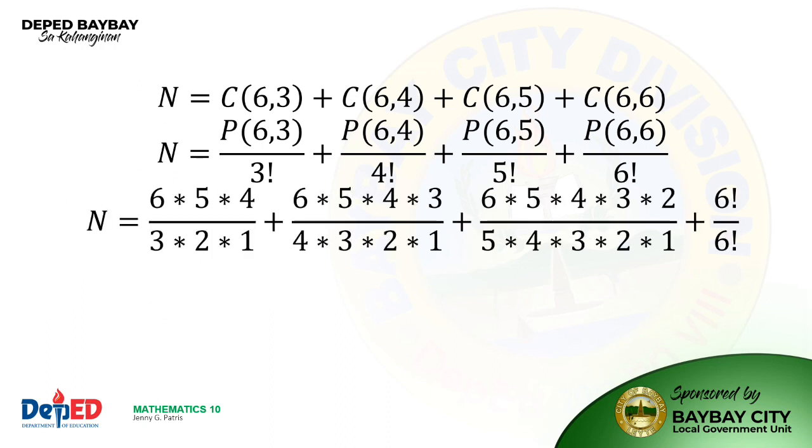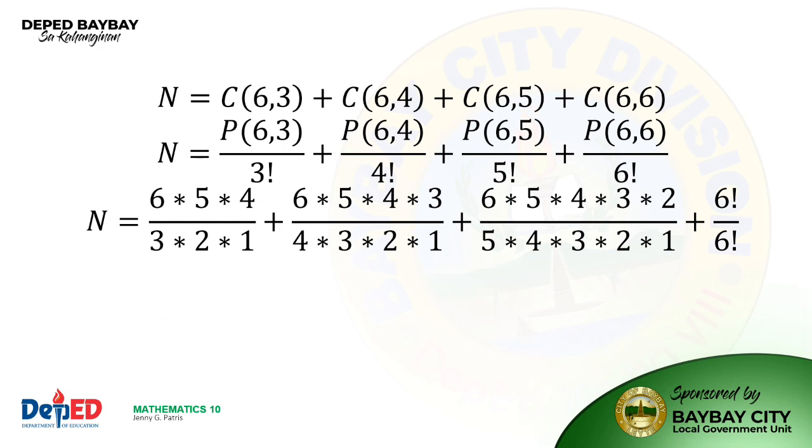By simplification, we have N equals 6 times 5 times 4 divided by the product of 3, 2, and 1, plus 6 times 5 times 4 times 3 divided by the product of 4, 3, 2, and 1, plus 6 times 5 times 4 times 3 times 2 divided by the product of 5, 4, 3, 2, and 1, plus 6 factorial divided by 6 factorial.